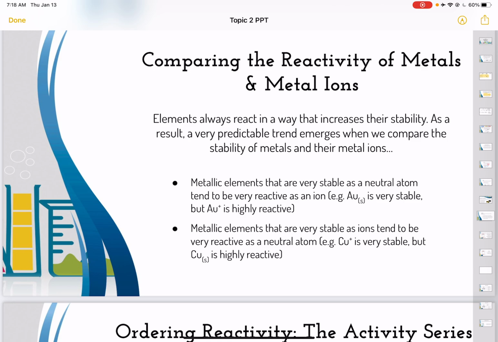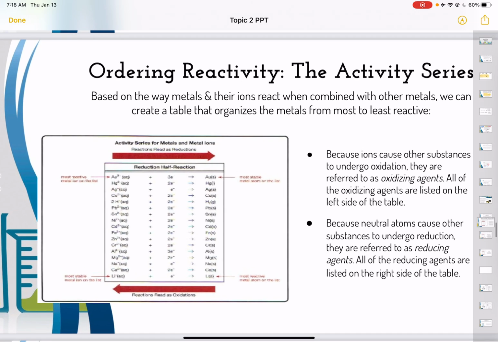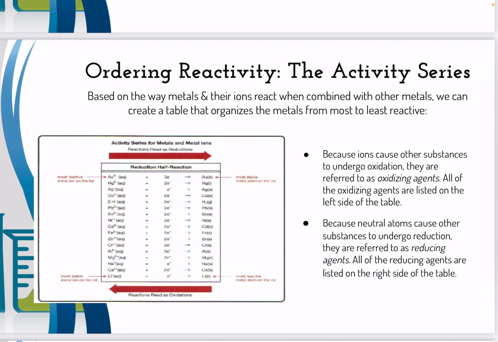And then the opposite is true as well. Metallic elements that are very stable as ions tend to be very reactive as a solid. So copper ions are very stable, but copper solid is highly reactive. Like I said, when we look at this, we can predict how things are going to react and what's going to react more just by its electronegativity as well as its reactivity from an ion perspective versus a solid.